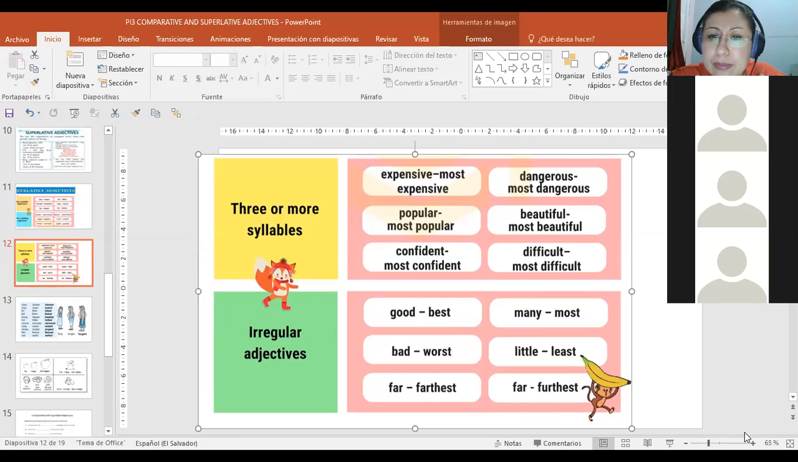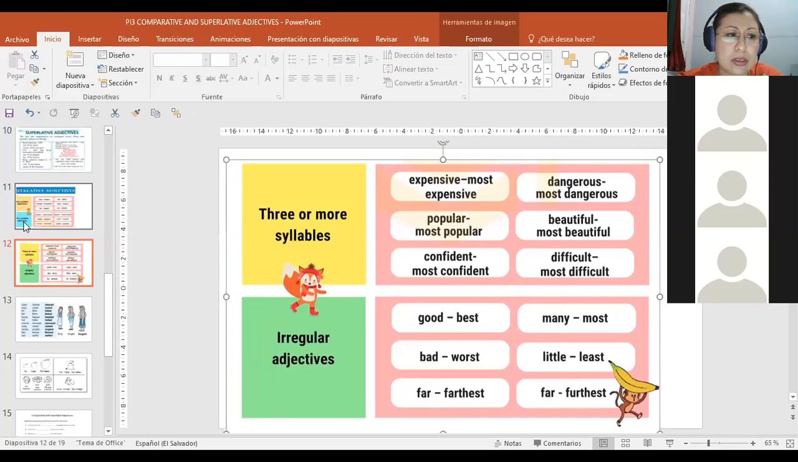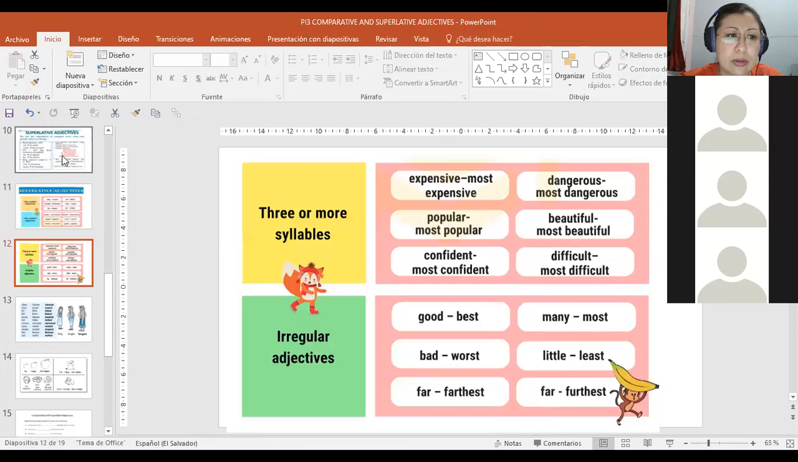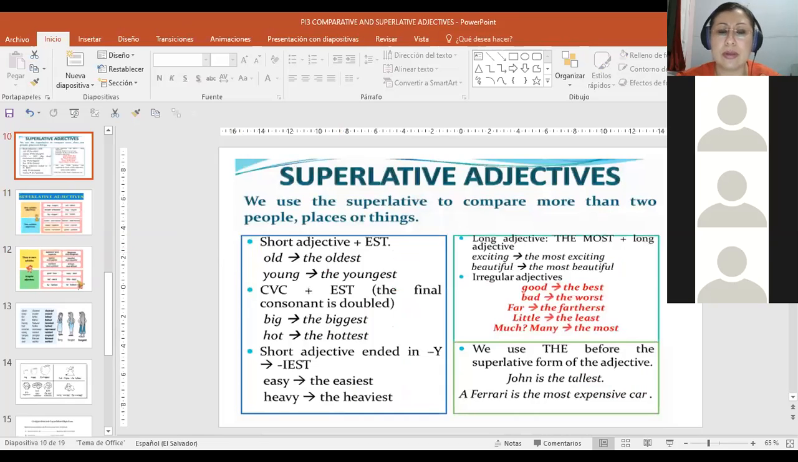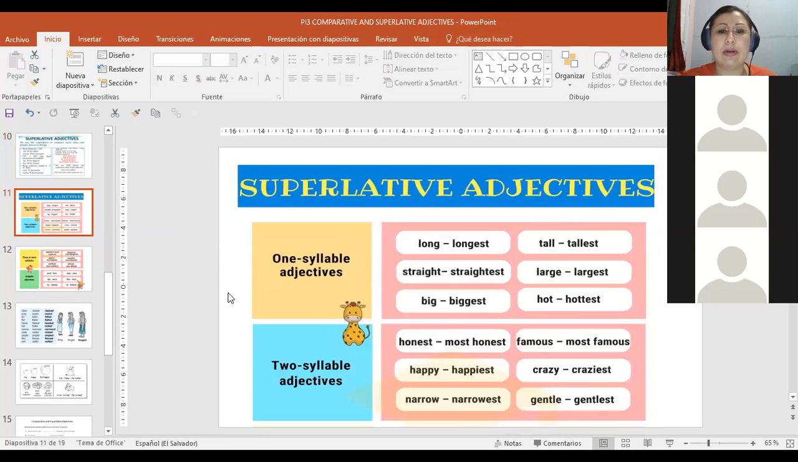Yes, in this case, can you return to the previous one? Yes, of course. In two syllable adjectives? No, the other one, the 11. Okay, very good. Two syllable adjectives, we have famous. So famous is counted like two syllables? Famous, three. But you have it in two syllable adjectives. Or maybe it's a diphthong. Yeah, it's because of the diphthong.